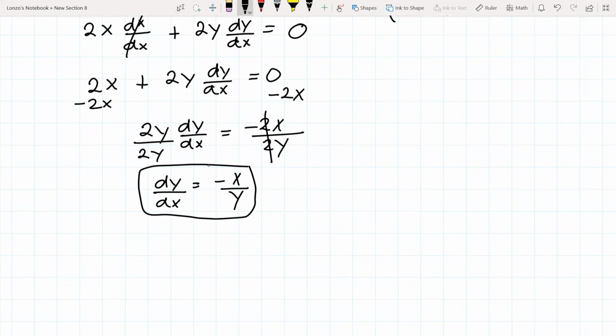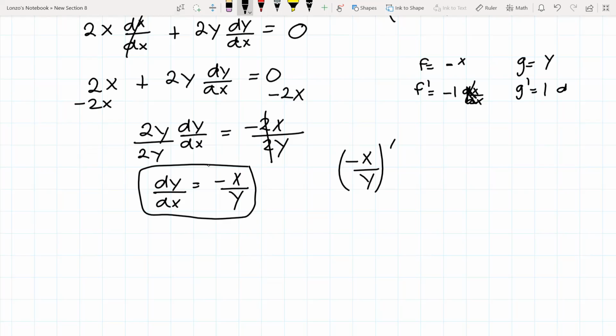So how do you take the derivative of negative x over y with respect to x? Because we're taking it again. You're definitely going to use the quotient rule, right? So my f is negative x. So f prime would be negative 1 dx over dx, or you could just say negative 1. And then g is y. G prime would be 1 dy over dx. Okay, so now let's apply the quotient rule. The quotient rule is f prime of g minus g prime of f all over g squared, right?